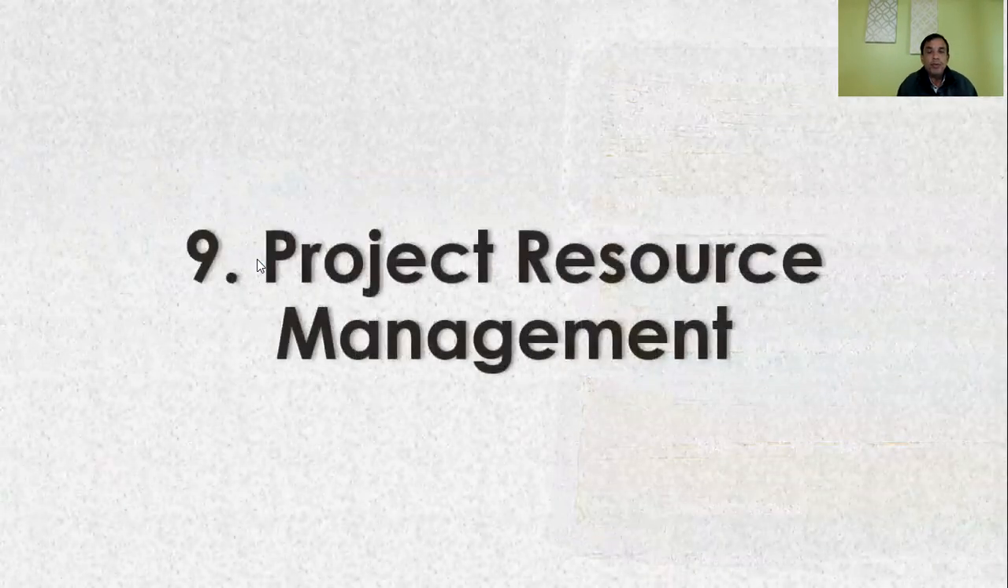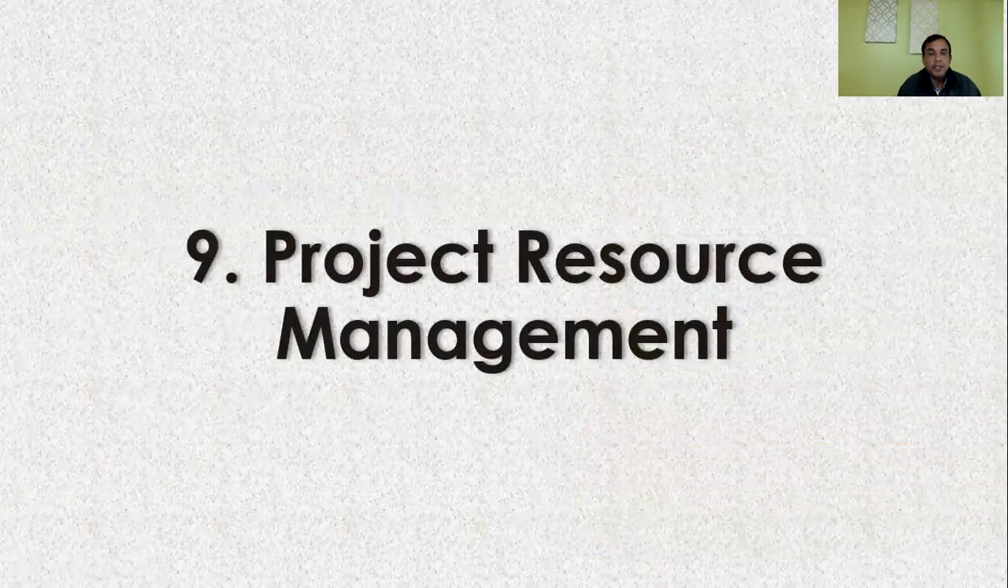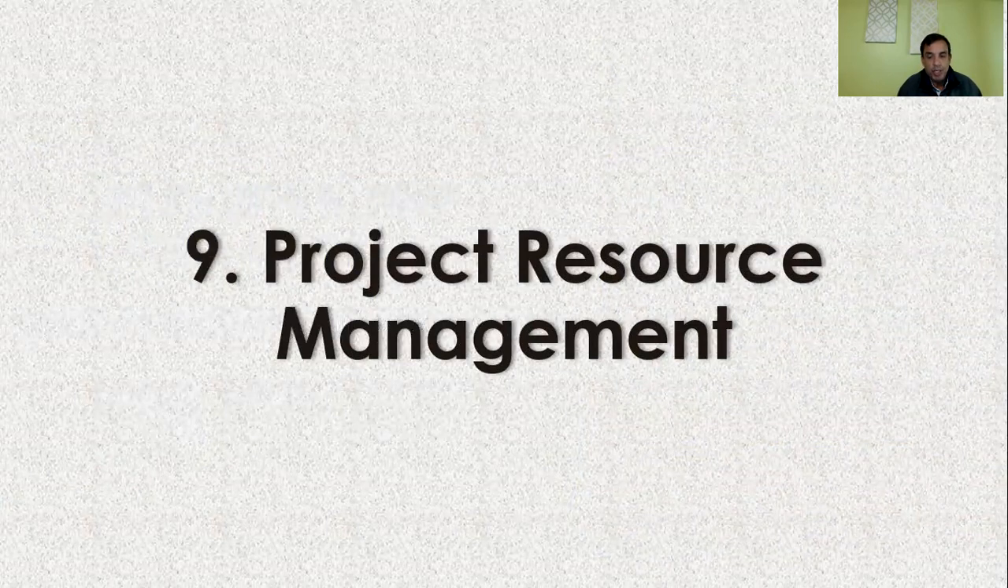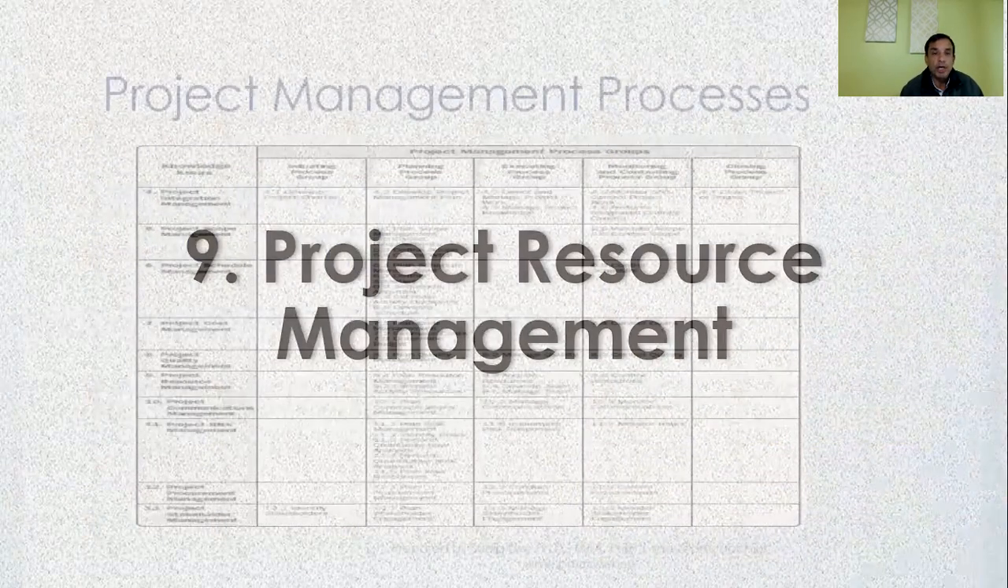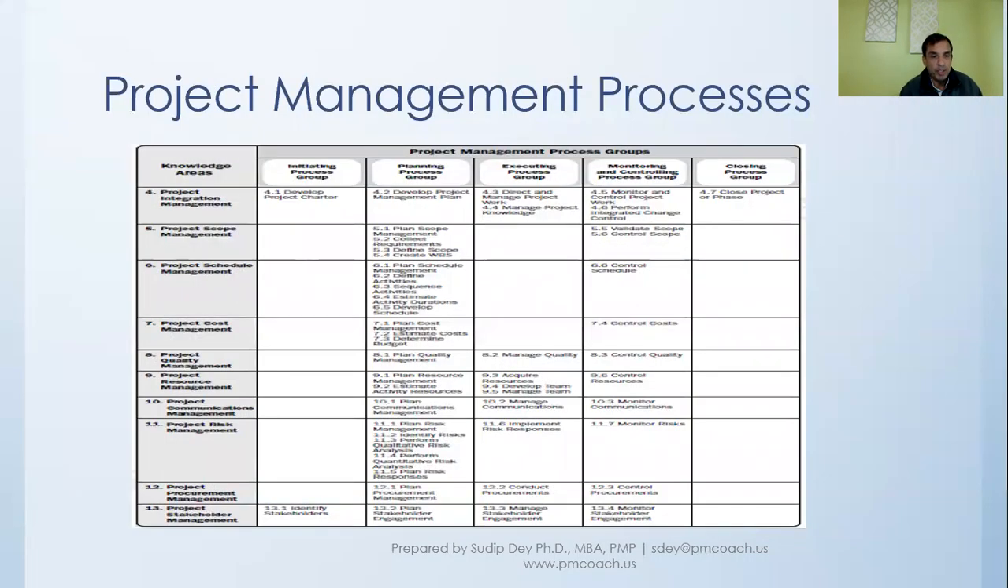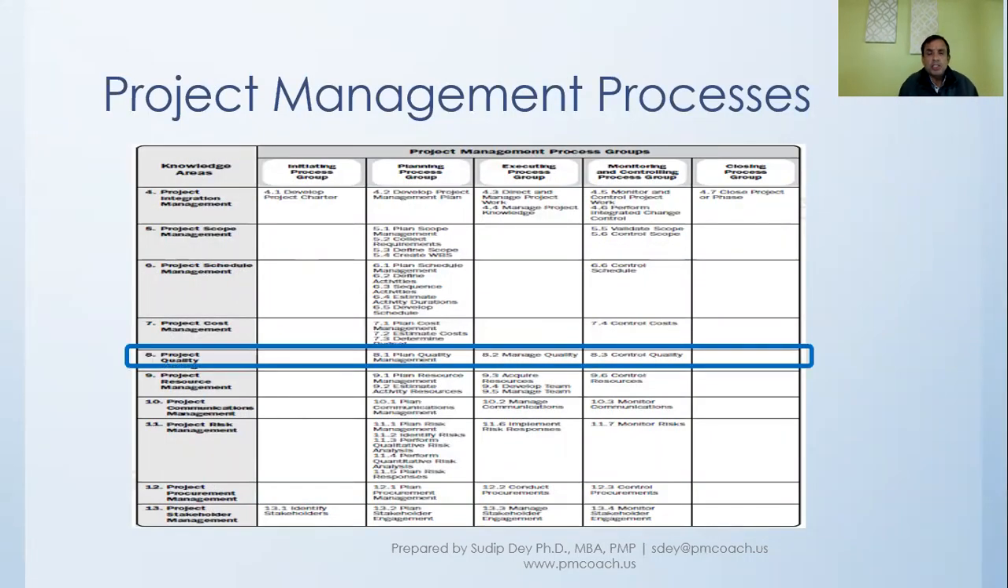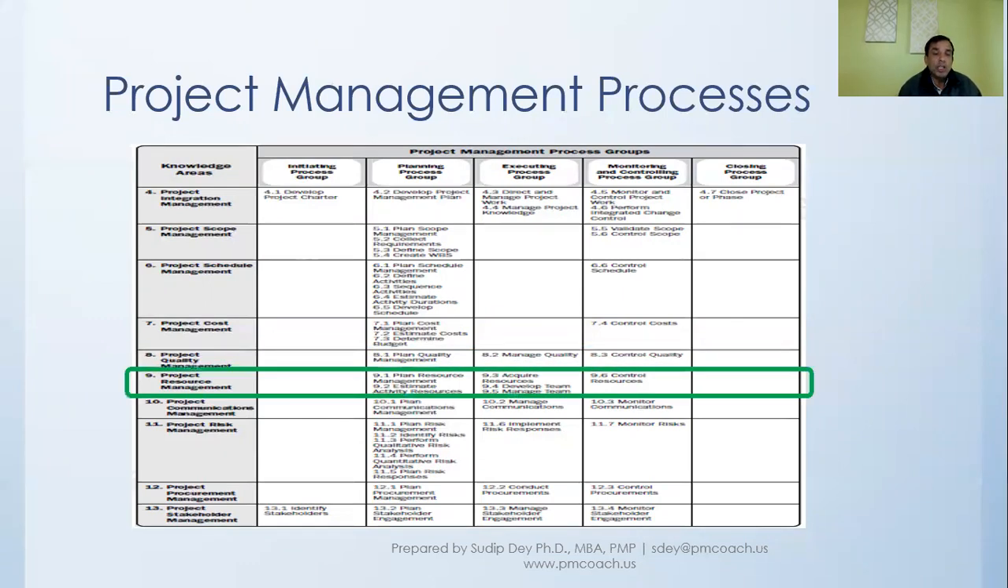So today we'll be looking at project resource management. Let's look at where we are through the process table. In our last knowledge area, we covered 3 processes. One in the planning process group, one in executing process group and monitoring, and we covered the quality management knowledge area. Today, we are moving to the next knowledge area, which is the project resource management.